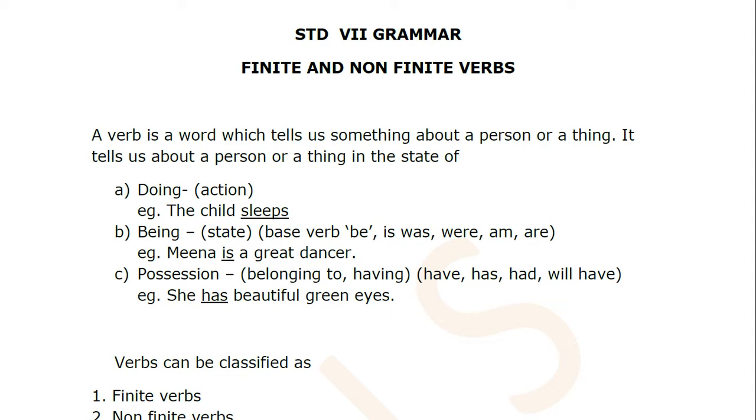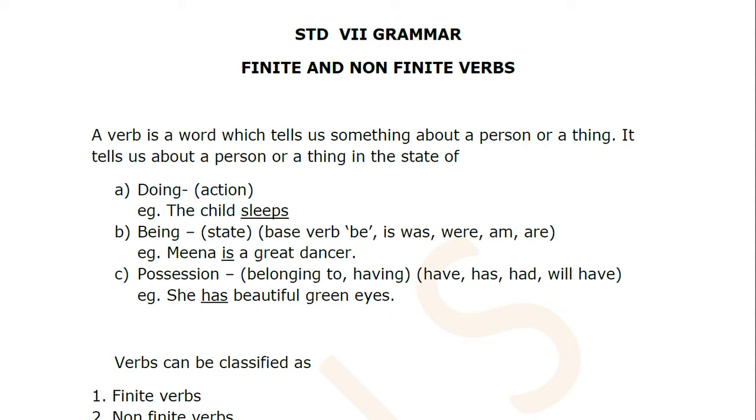As you know, we have always learned that a verb indicates action. It shows you action. What action you are doing, that's what the verb indicates. Now we learn a little more, go a little deeper. Let's read. A verb is a word which tells us something about a person or a thing in the state of. First one is doing, that is action. This you already know. The example is the child sleeps.